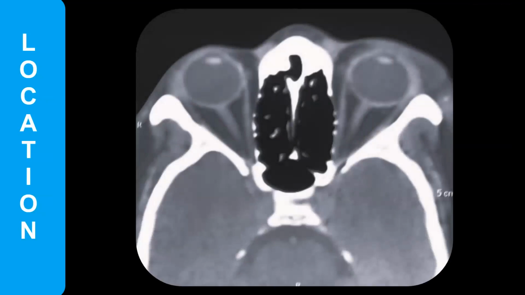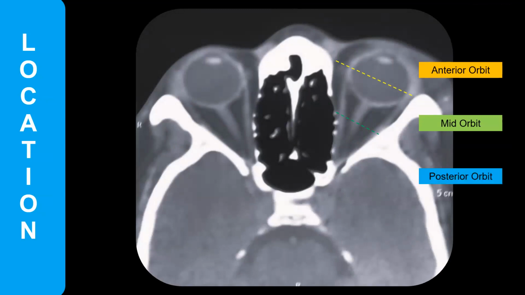Next is to know at which level of orbit the lesion is located. Anterior to the equator is the anterior orbit. Posterior to the equator and till the midpoint of optic nerve is the mid-orbit. And anything posterior to the midpoint of optic nerve till the optic orbital apex is the posterior orbit.